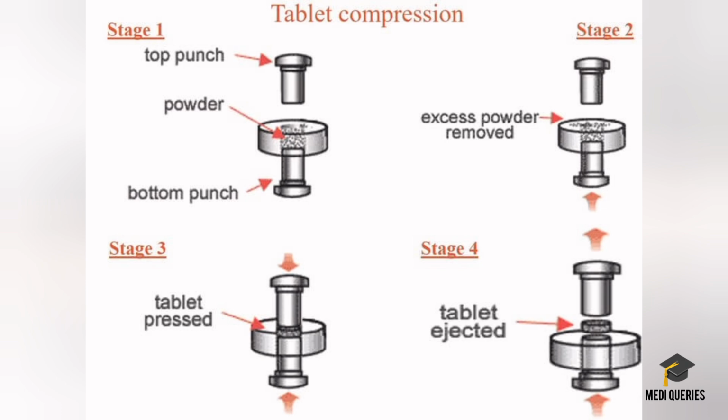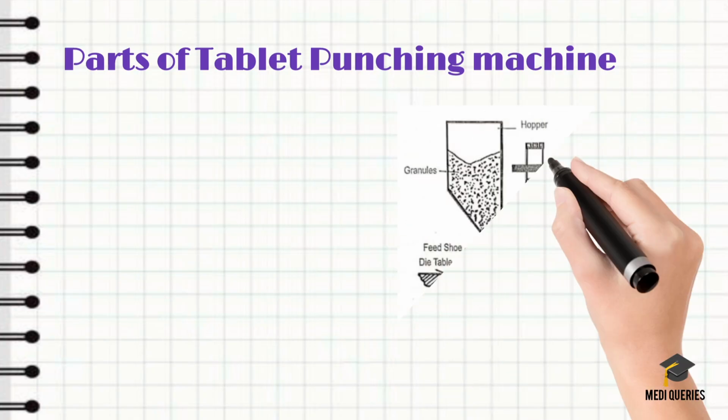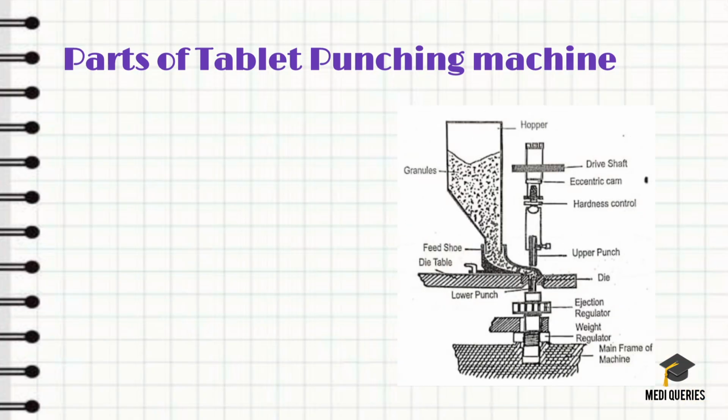Okay, so let's see the parts of the tablet punching machine. A tablet punching machine has several important parts that work in perfect coordination. The first one is the hopper.